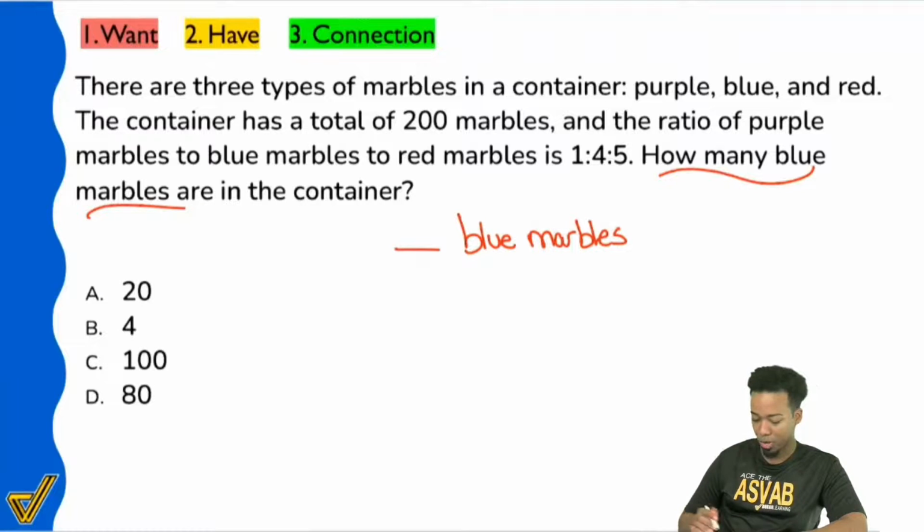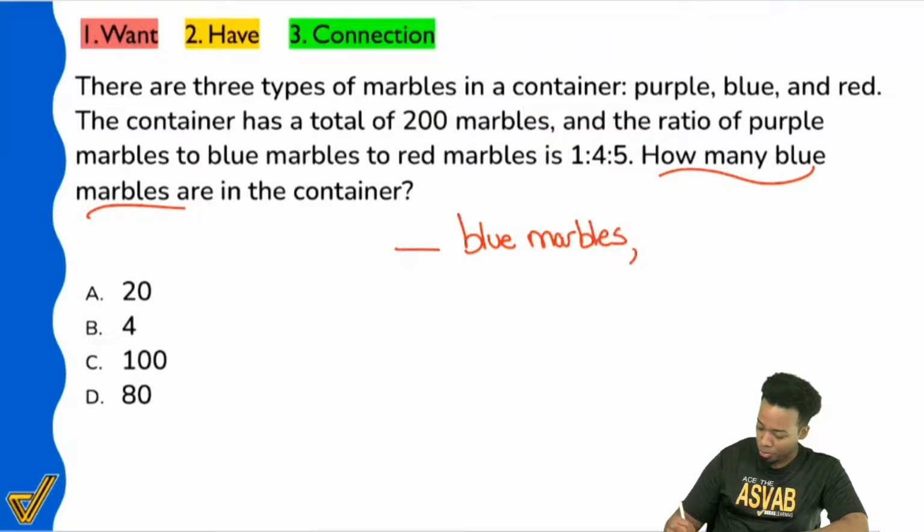And then just like the previous question, we see that there are 3 types of marbles in the container. We have purple, blue, and red. Okay, nothing crazy about that yet. Then it says the container contains a total of 200 marbles. Okay, container has 200 marbles. We're looking for the number of blue marbles in the container.